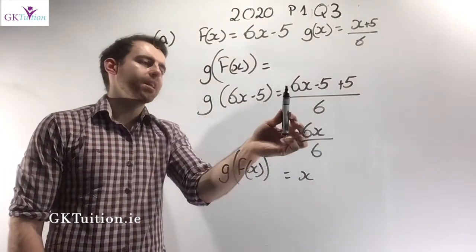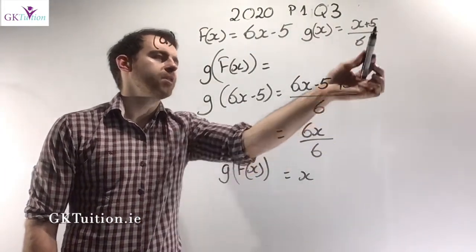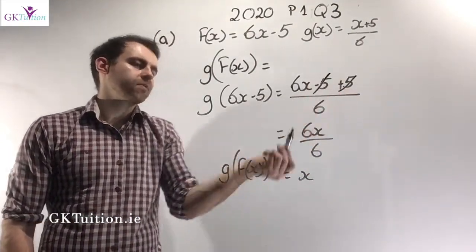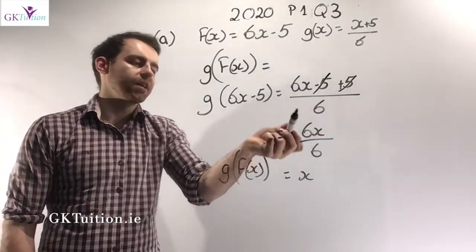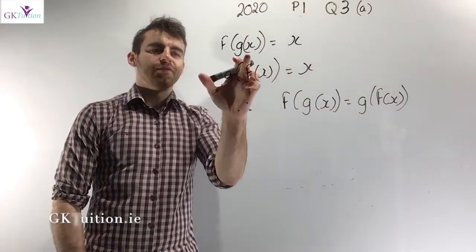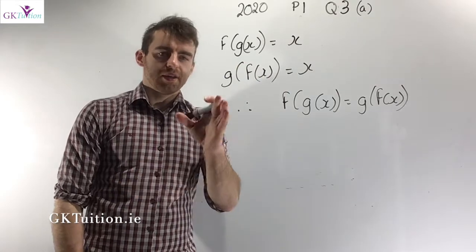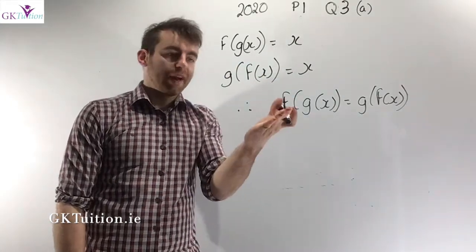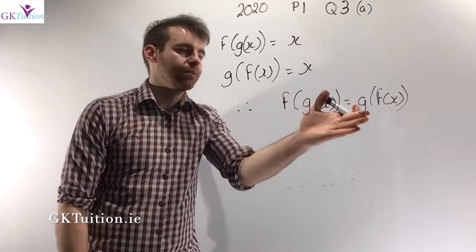When you sub in, you get 6x minus 5, and then you still have your plus 5, and it's all over 6. And the plus 5 and minus 5 cancel out. You end up with 6x over 6, so you end up with x. So we've worked out that f of g of x is equal to x, and that g of f of x is equal to x. So we can conclude that in fact, yes, f of g of x is equal to g of f of x.